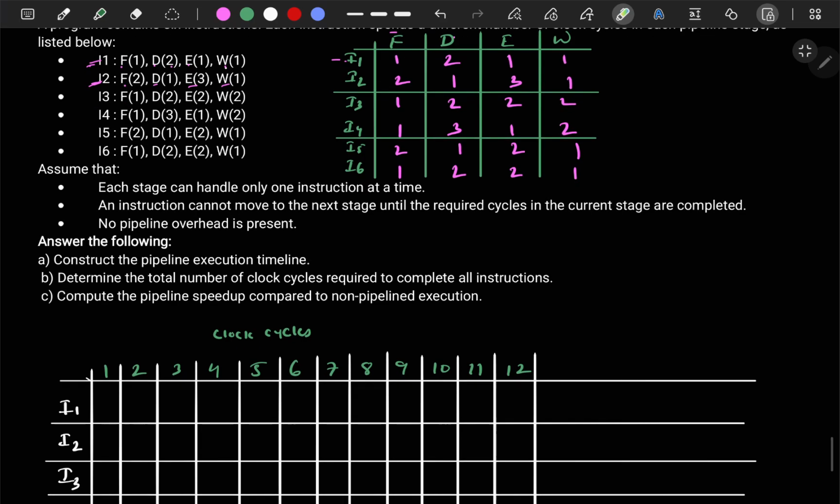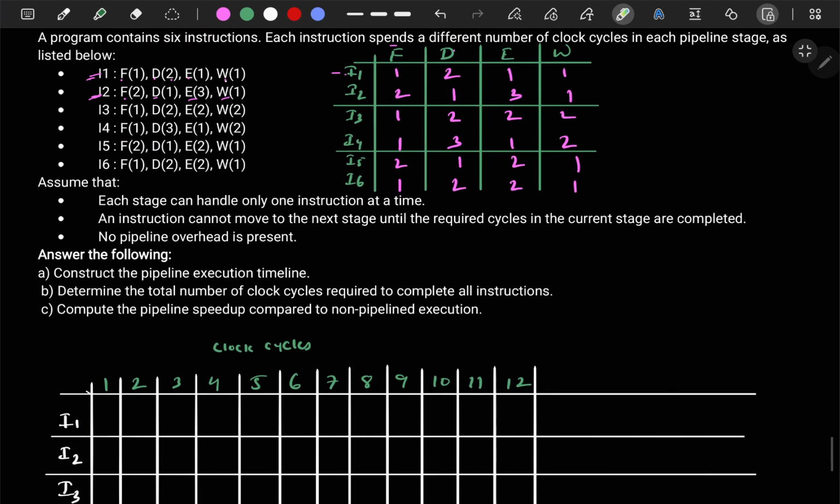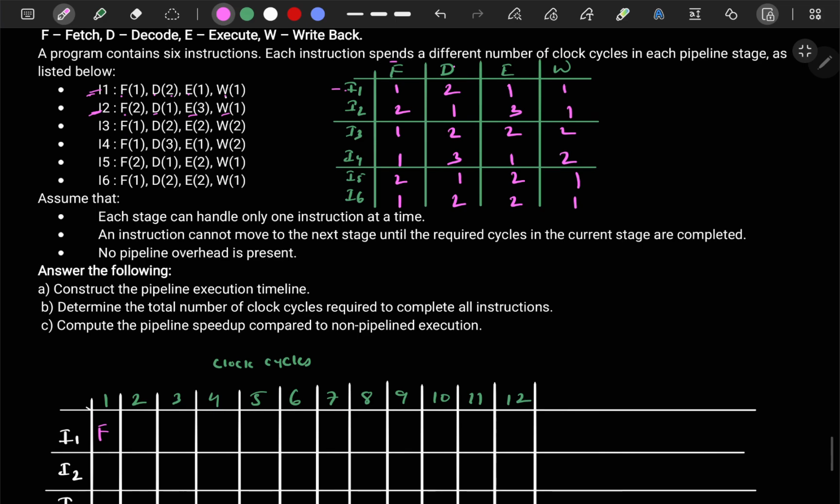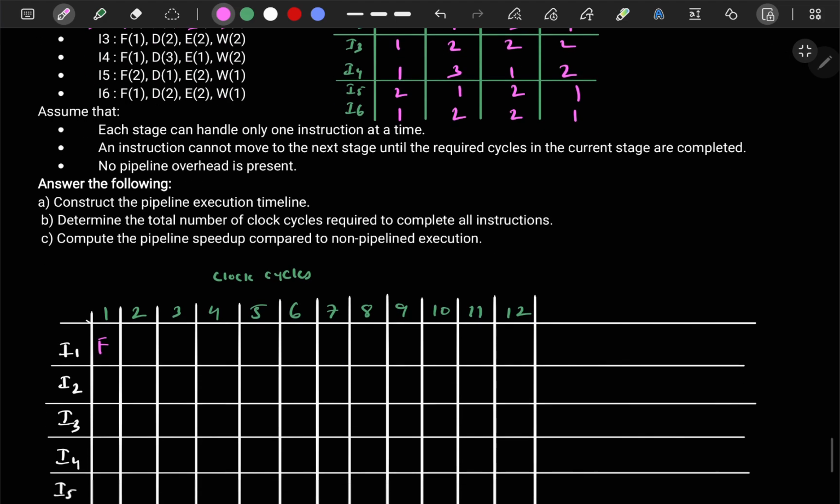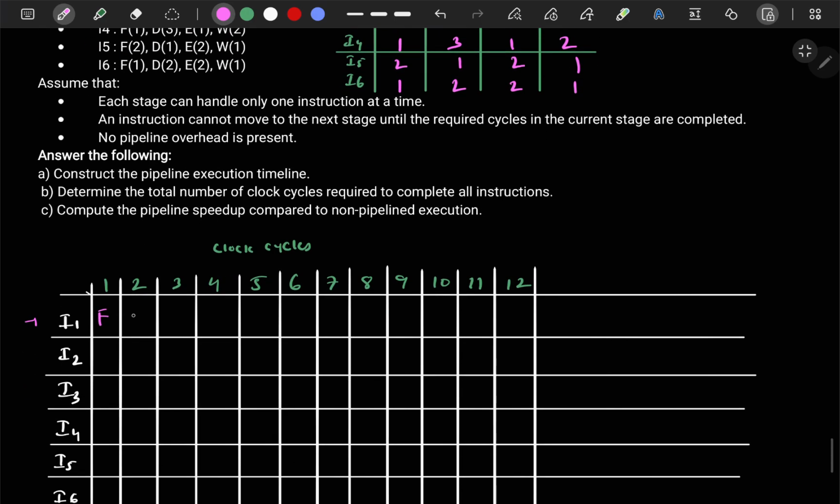So how can you fill this data here? Instruction 1 takes 1 clock cycle for fetching, so you just write fetch 1 time. Now you can see instruction 1 at decode takes 2 clock cycles. Decode takes 2 clock cycles, so you write decode 2 times.